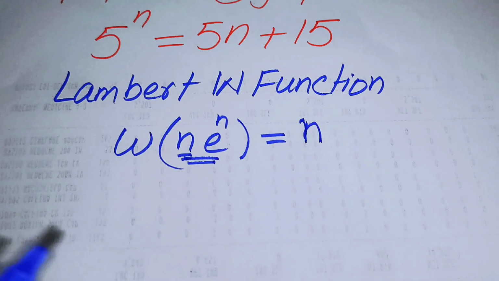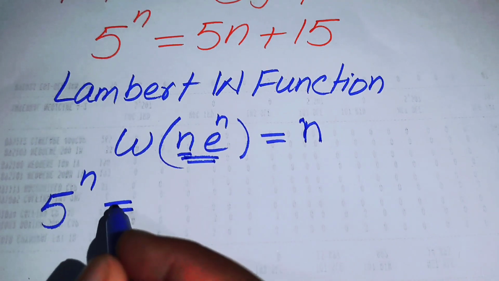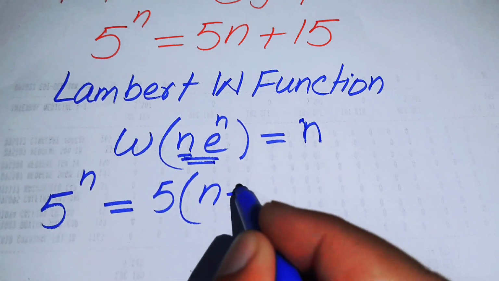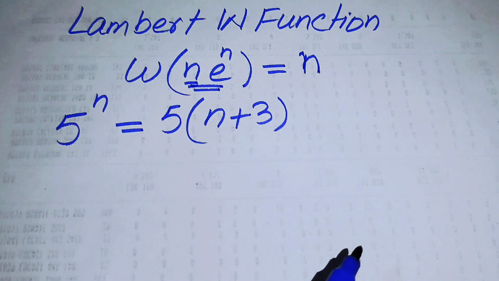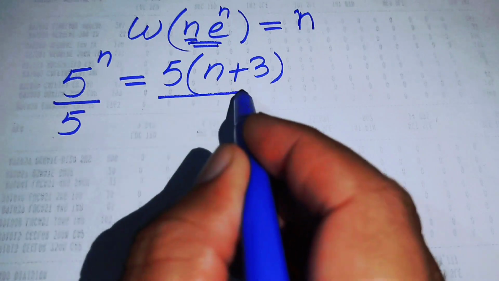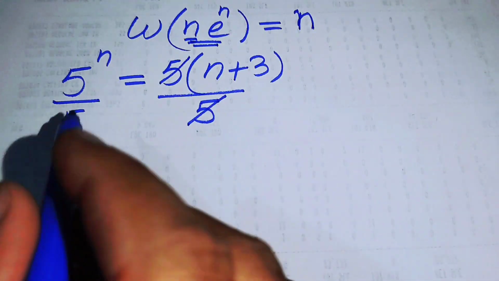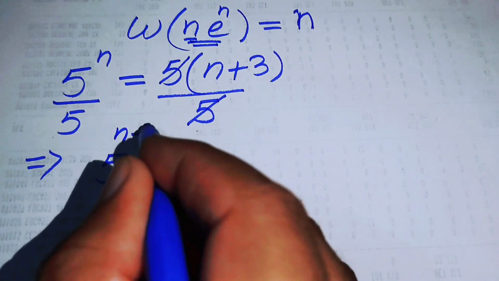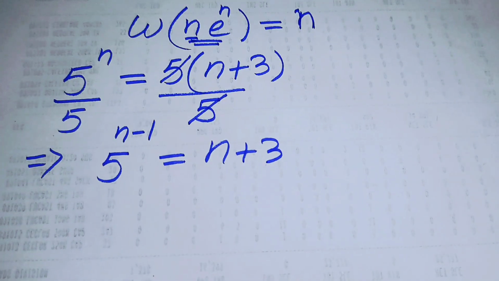So the very first thing we are going to do is rewrite the given equation. Here you have 5 to the power of n, and we take 5 common on the right hand side, and you will get 5 times n plus 3. Now we divide both sides by 5, so you see that these 5s cancel each other, and this will be written in the form of 5 to the power of n minus 1 is equal to n plus 3.